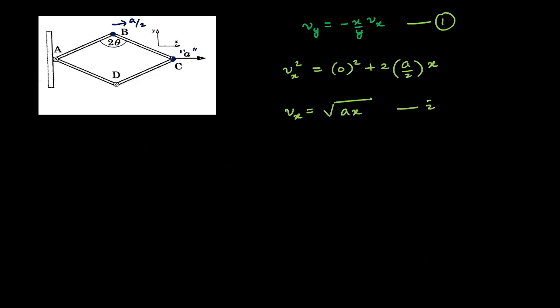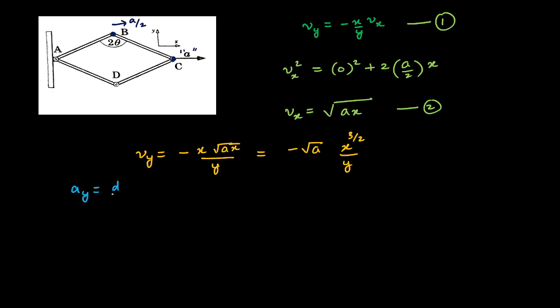Let me say this is equation 2. Using 2 in equation 1, we can further simplify this. Vy is going to be minus x times the Vx value, which is root of ax, by y. Now it is in a configuration where we can easily simplify. It is x power 3 by 2 here divided by y. Now it is easy differentiation. I hope you can easily go ahead with finding the acceleration along the y direction from here on.